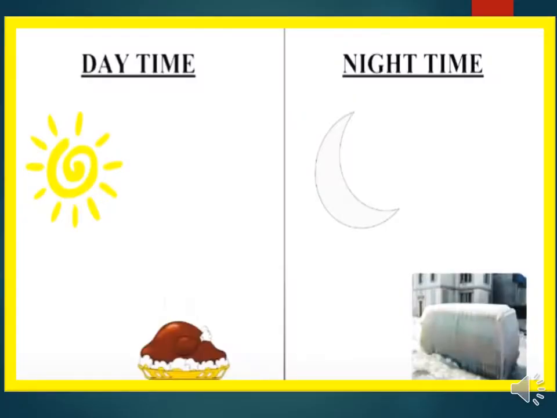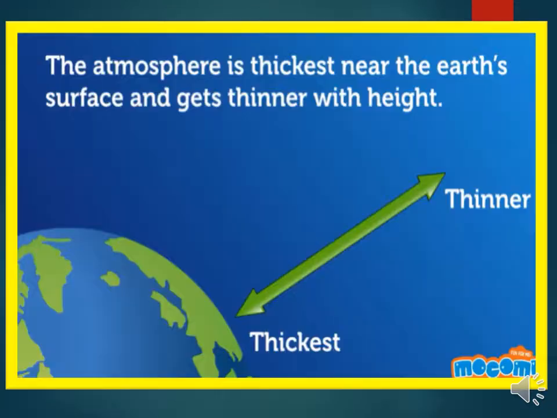Children, without this blanket of protection, without the atmosphere, we would be baked alive by the heat of the sun during the day and get frozen during the night. So it is this mass of air that has made the temperature on the earth livable, and that is why there is life on earth. Now children, the atmosphere is thickest near the earth's surface, and as it moves away from the earth's surface it gets thinner with height, thinner and thinner.